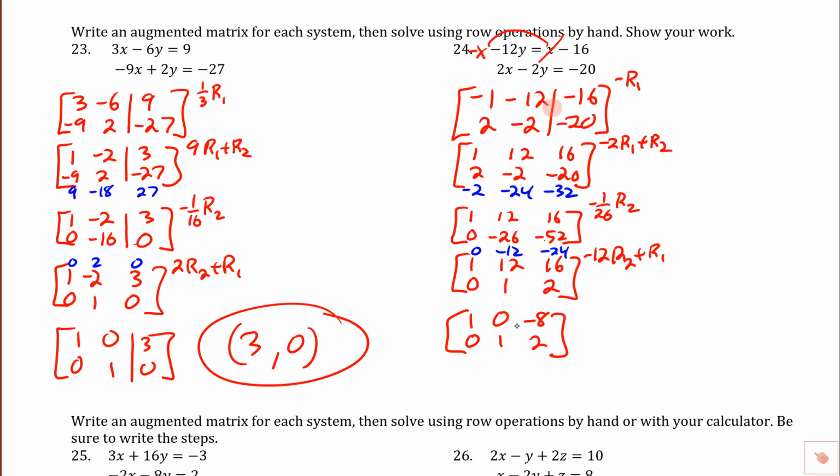So again, I left that off, but I'm going to go ahead and bring it back. This is the x column. There's 1x, and it equals negative 8. This is the y column. There's 1y, and it equals 2.